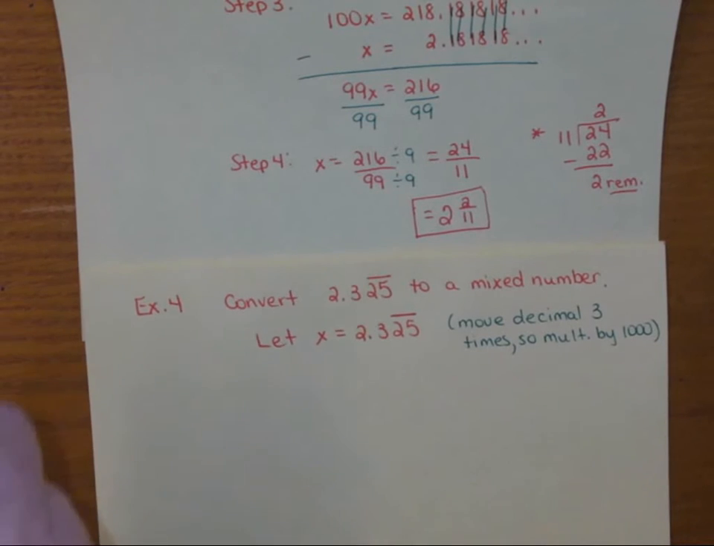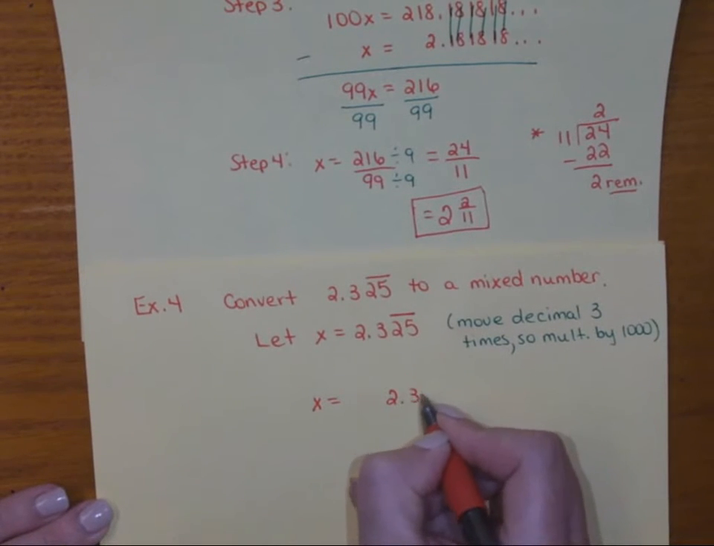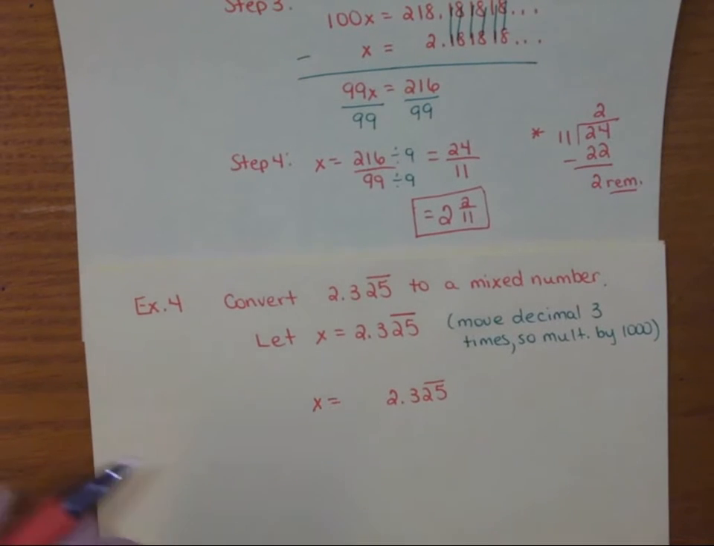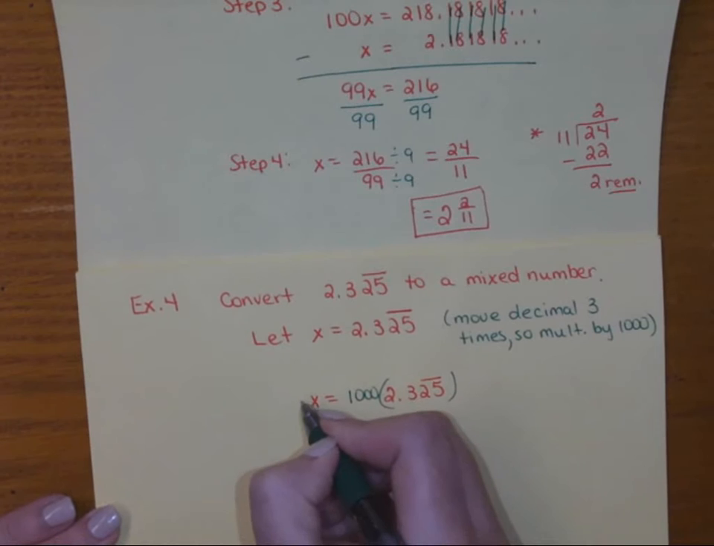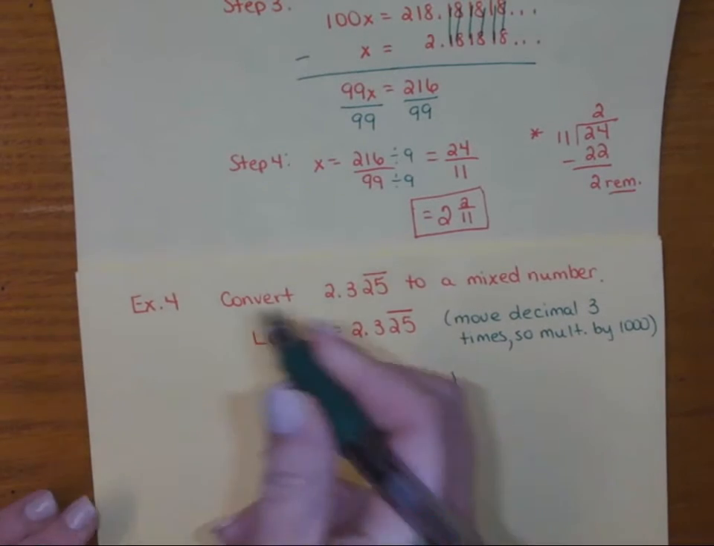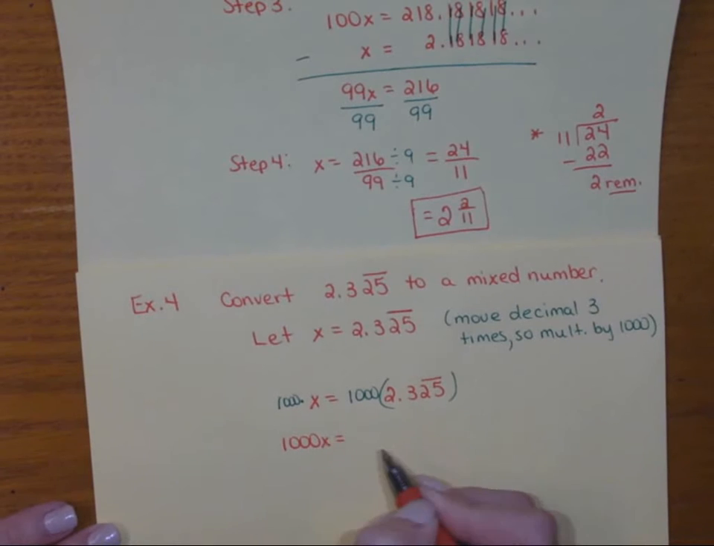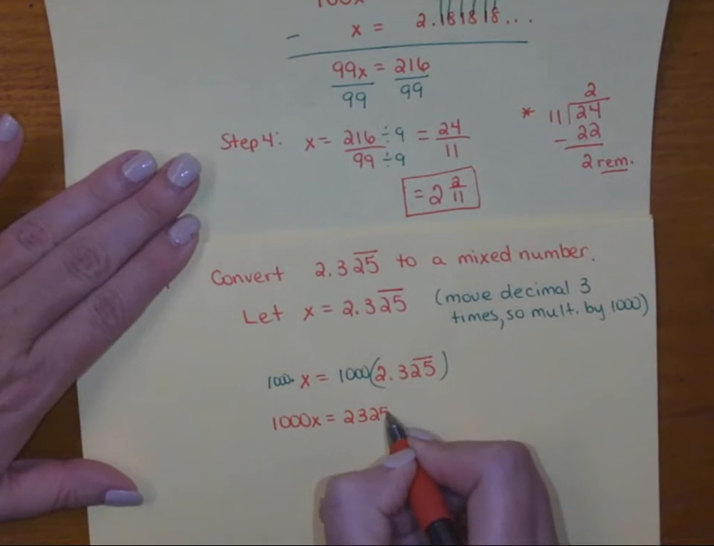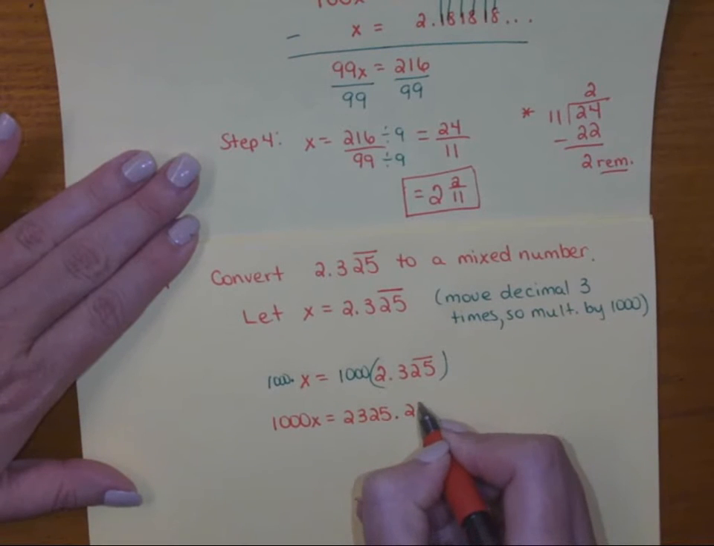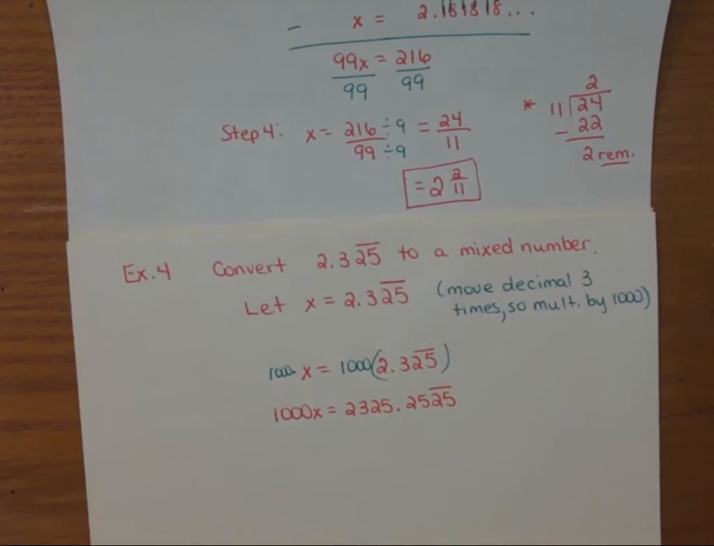So I'm going to rewrite this and give myself some space. If I multiply this by 1,000 and also this by 1,000, then I'm going to get 1,000x equals, move the decimal place 3, so it'll be 2,325, but then it'll be 0.2525, right? I wrote that twice. We don't actually have to write it twice.